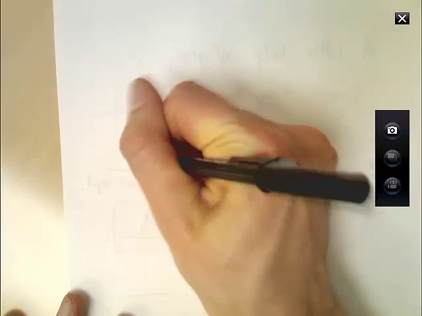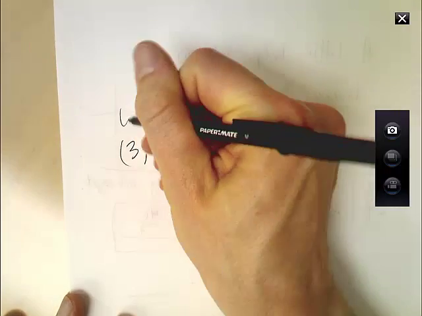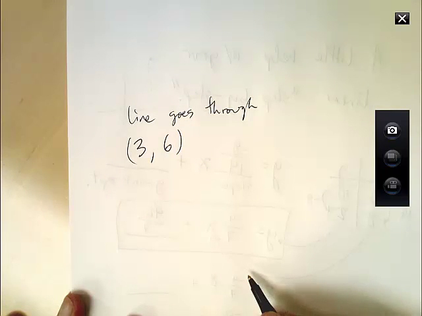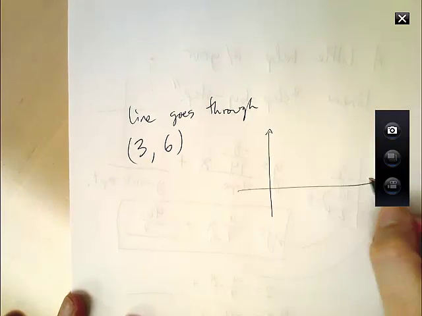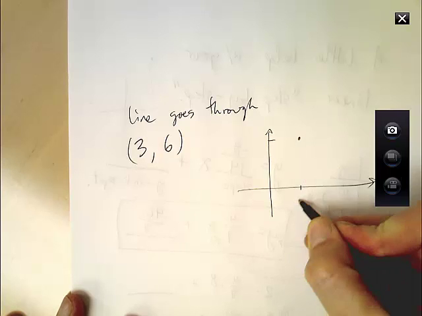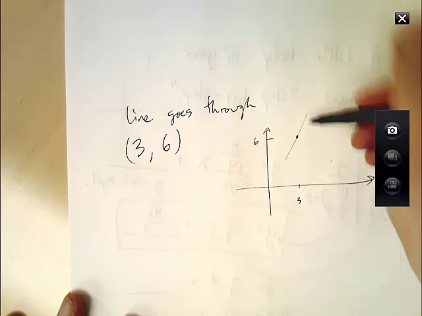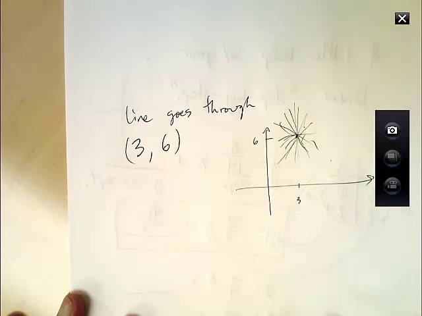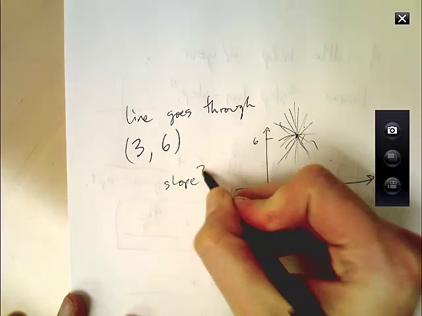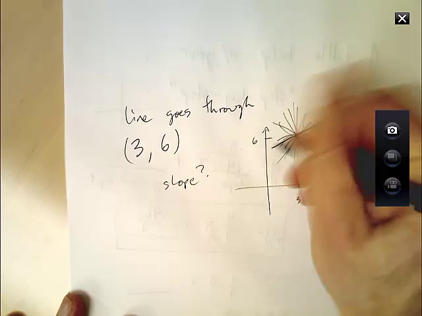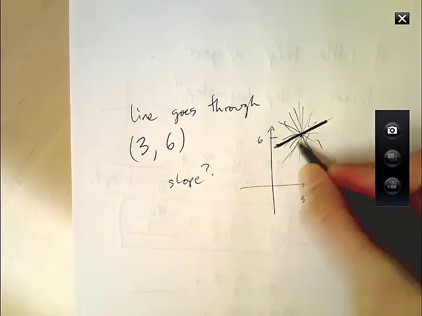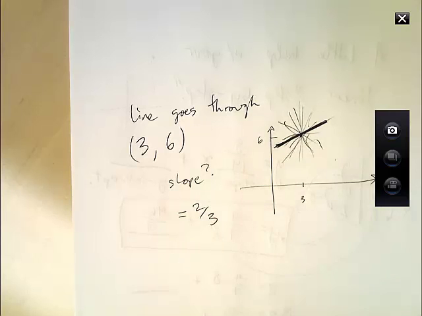Okay, so what if I only know one point? What if the line goes through 3, 6? Well, that's not enough information, because 3, 6 is right here, and there are actually infinitely many lines that could go through this point. So the question is, what is the slope of the line? If I know a particular slope, then I can pick a particular line, and that should define it completely. So if I'm given the slope, let's say the slope happens to be 2/3, well then you're set.